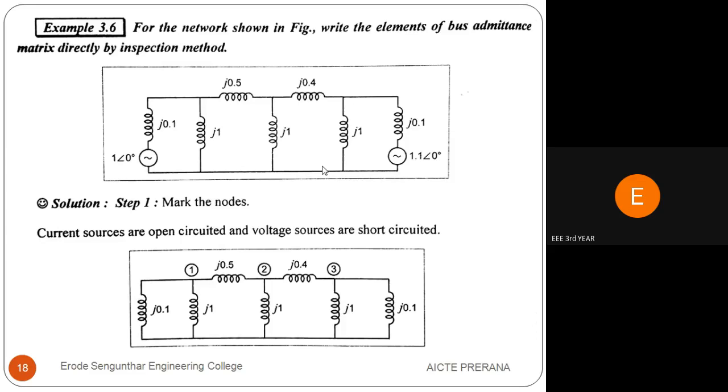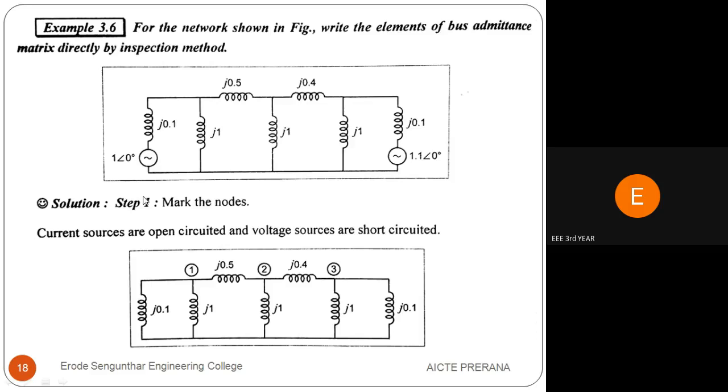For the network shown in the figure, write the elements of the bus admittance matrix directly by inspection. They have given a circuit. I already said, if a voltage source is given, we have to short circuit it. If a current source is given, we have to open circuit it. So here it is wrongly mentioned. Here they have given the voltage source, so it should be short circuit.